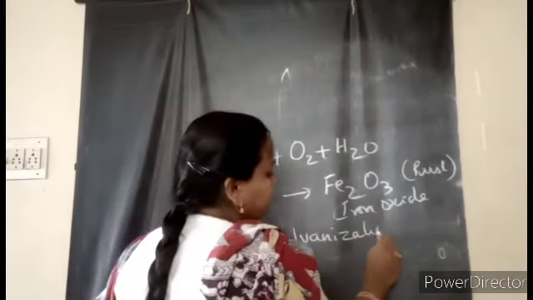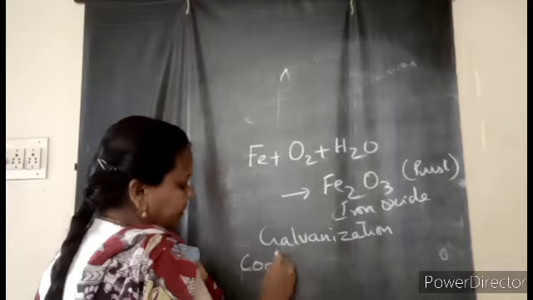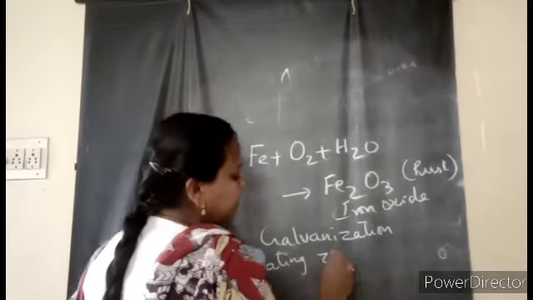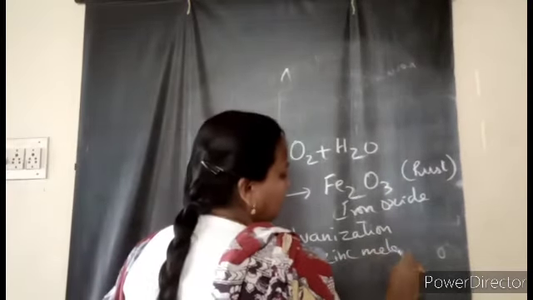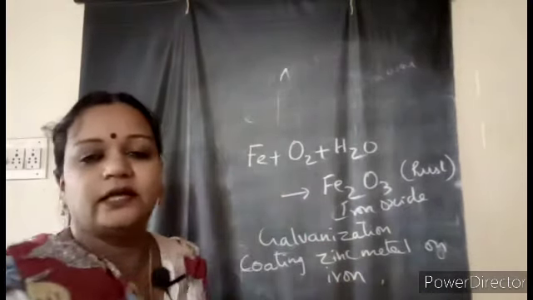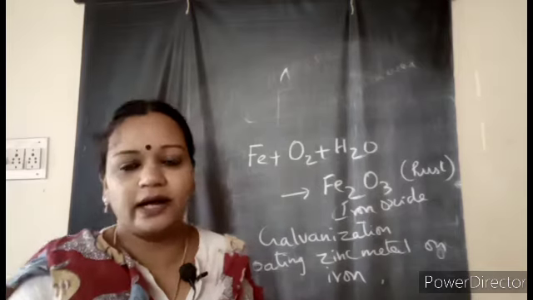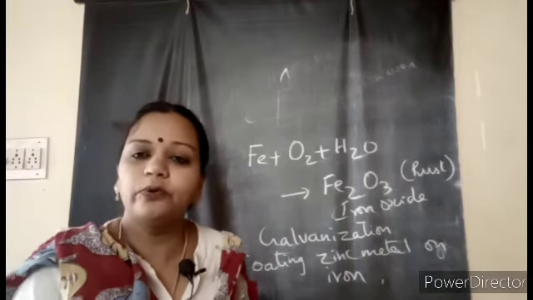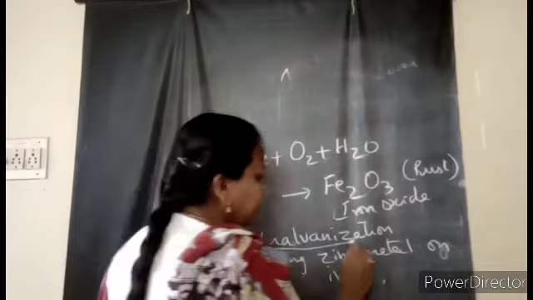So what is meant by galvanization? Coating zinc metal on iron. Iron will always react and rust is formed. So to prevent it, galvanization can be done.